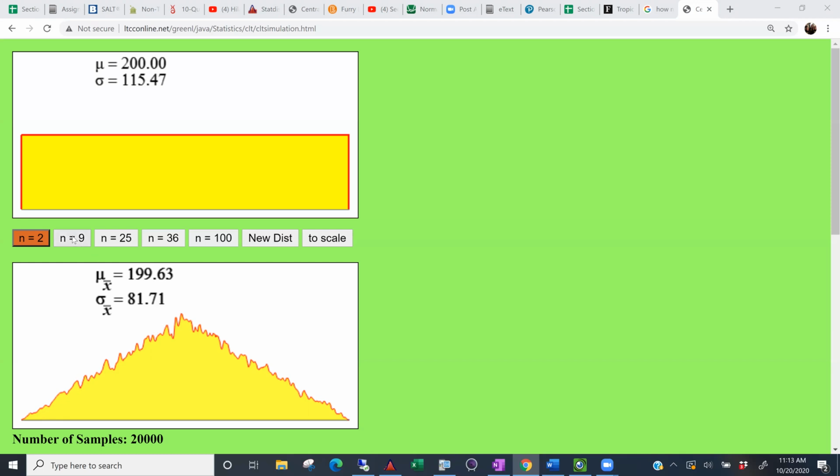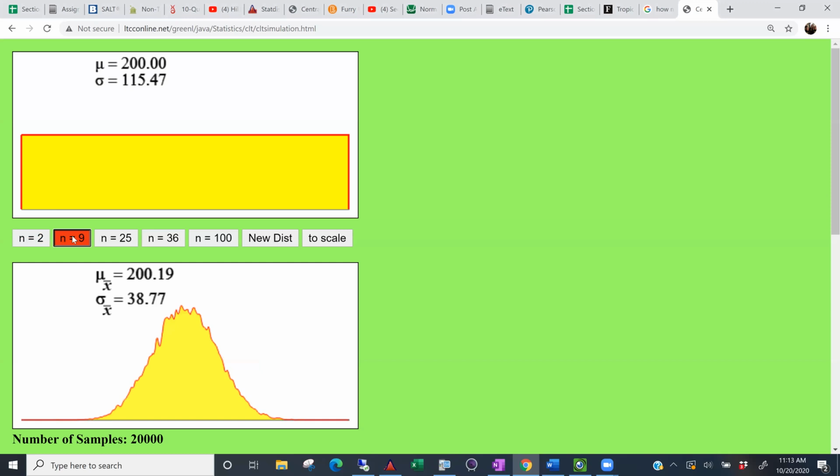Let's play this game again with samples of size 9. All right. So for 20,000 samples of size 9, we get a distribution that looks kind of like this. Now that's a little bit different than what we just had. And it's even more different than what we started out with. It's still symmetric, so it seems.